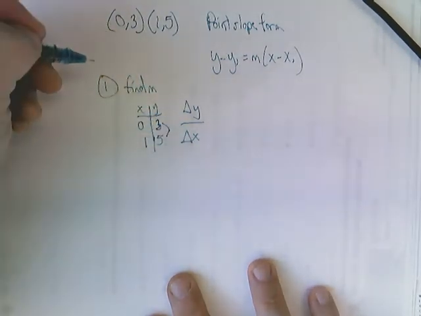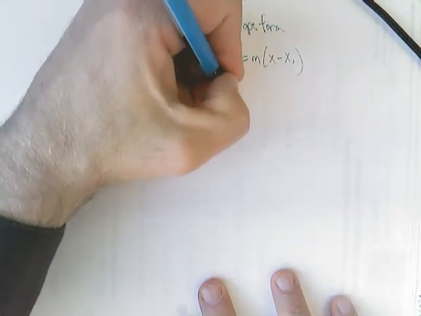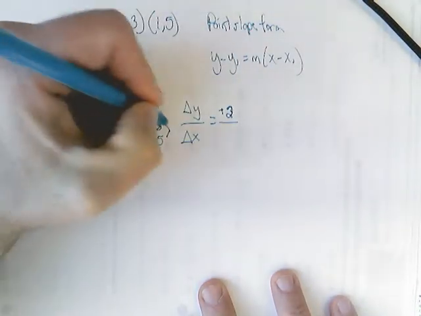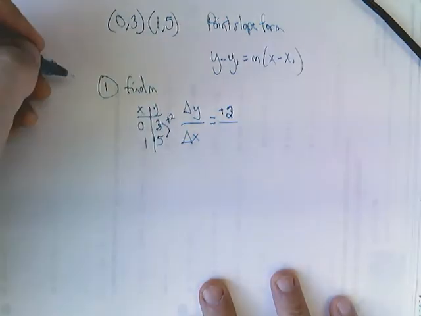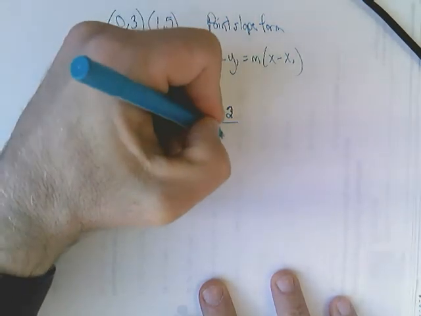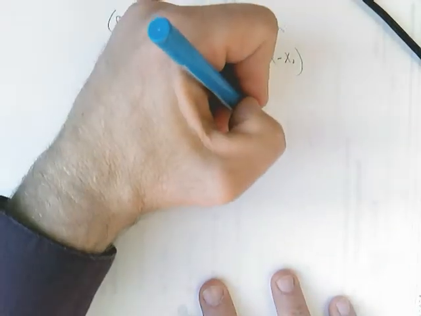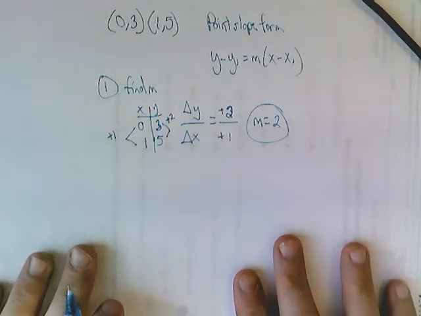To go from 3 to a 5, you're going to be adding 2. So from 3 to 5 is plus 2. And to go from 0 to 1 is plus 1. So our slope, if you're given the points 0, 3, 1, and 5, your slope is 2. All right, that's step number 1.